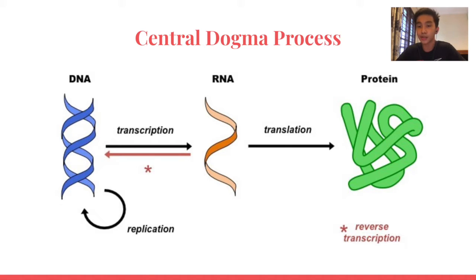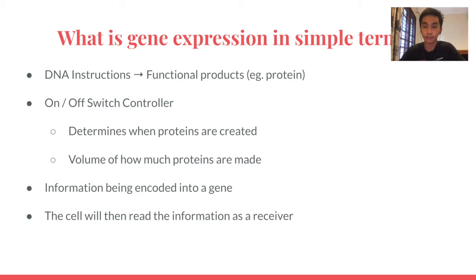Like its name suggests, translation is a process in which the sequence of RNA molecules is converted into a sequence of amino acids during the process of protein synthesis. Thus, this concludes the central dogma concept. What is gene expression in simple terms?